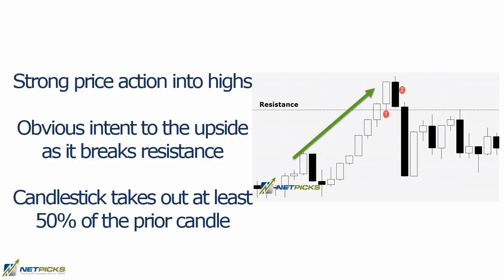But this reversal actually fits our preferred attributes. We got strong price action into the highs. We have obvious intent to the upside as price breaks that resistance. And the second candlestick takes out at least 50% of the prior candle.